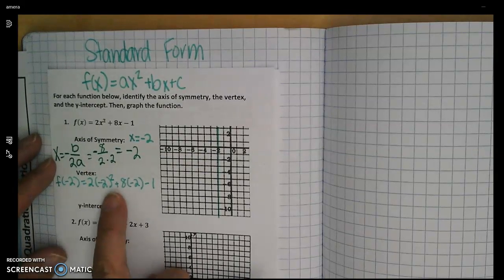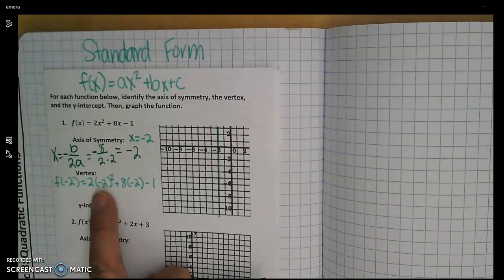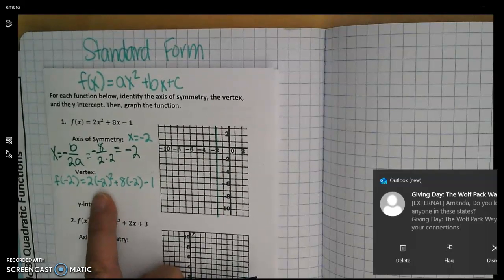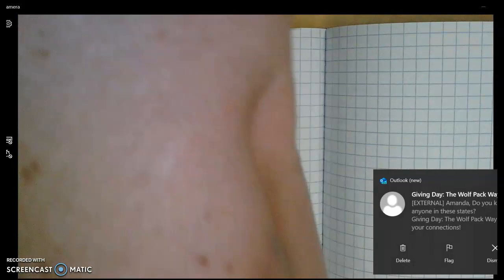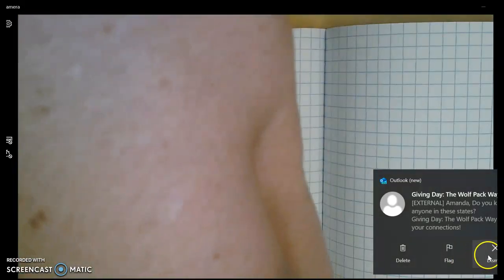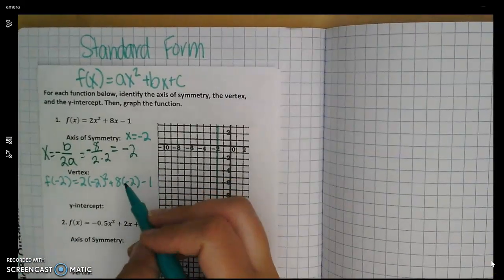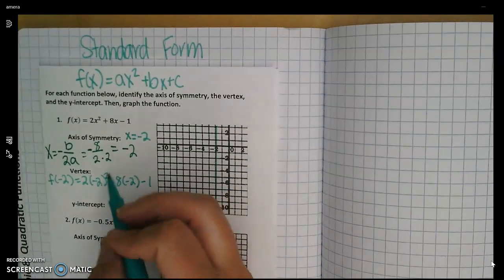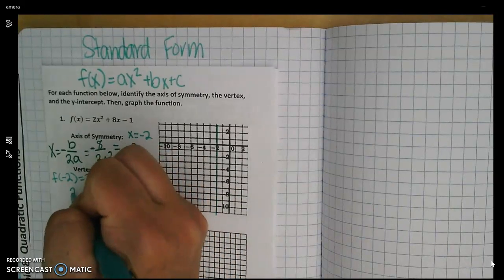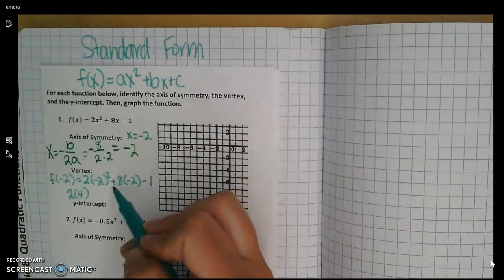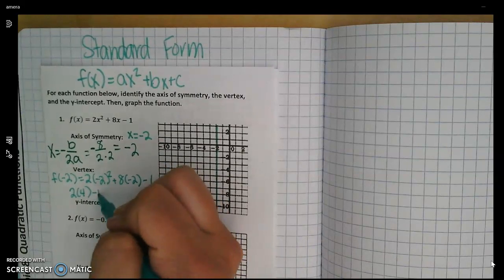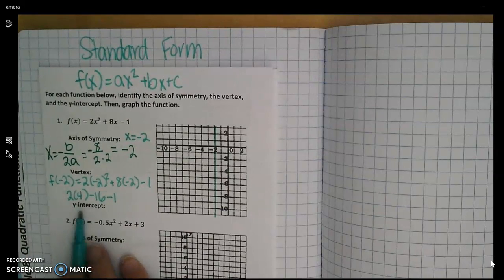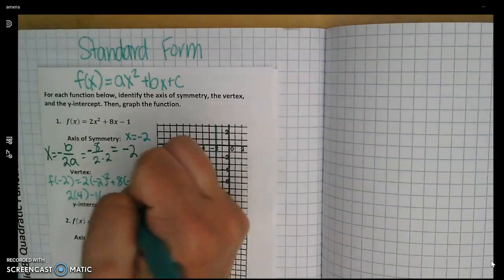Now, when I'm simplifying this, don't forget, order of operations says that we need to do our exponents before we do multiplication or addition. So I always want to multiply this first, and then solve. So negative 2 squared is 4. So this gives me 2 times 4 plus 8 times negative 2 is negative 16, or minus 16, minus 1. 8 minus 16 is negative 8, minus 1 gives me negative 9.